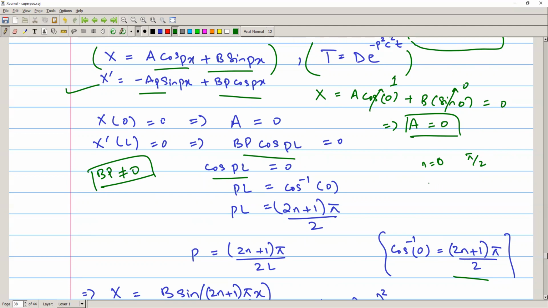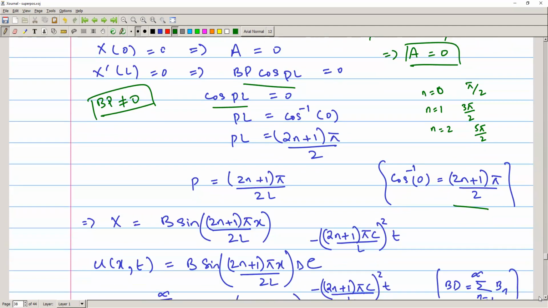Cos pi over 2 is 0. For n is equal to 1, it will be 3 pi over 2. 3 pi over 2 is again 0. And similarly, for n is equal to 2, it will be 5 pi by 2. So cos of 5 pi by 2 is again 0, right? So in this way, we will always get 0 for this value of cosine, cosine 2n plus 1 pi over 2. So p will be equal to 2n plus 1 pi over 2l.